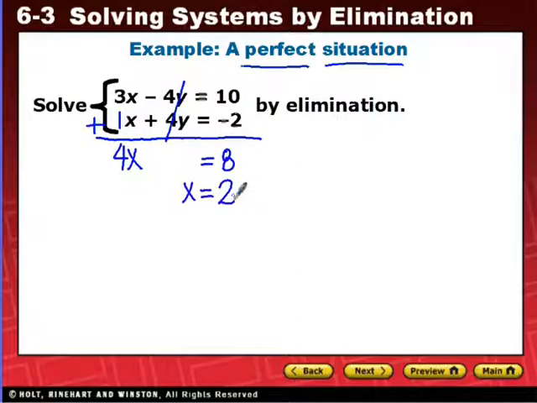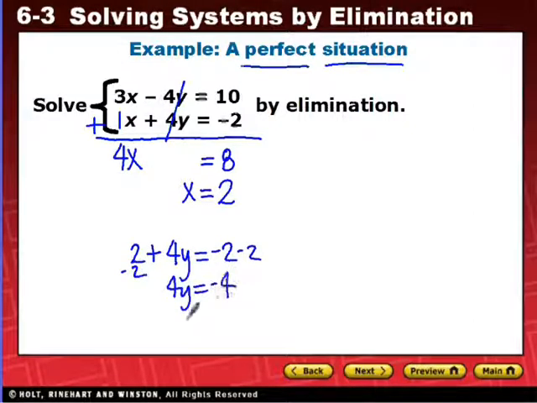Divide both sides by 4, x equals 2. Yes, it is that easy. Take your 2, plug it back into whichever equation seems simpler. I'm going with equation 2. So 2 plus 4y equals negative 2. Subtract 2 from each side, and we get 4y equals negative 4. So y equals negative 1. So it looks like our answer should be 2 comma negative 1.